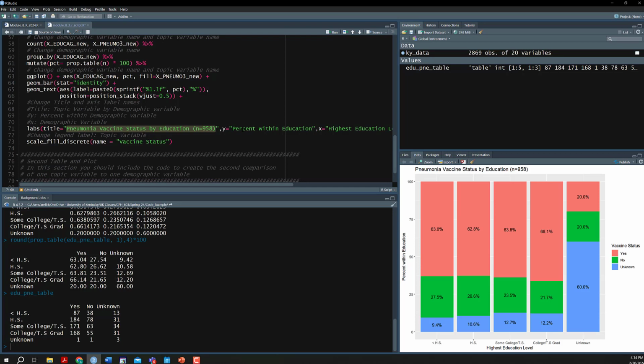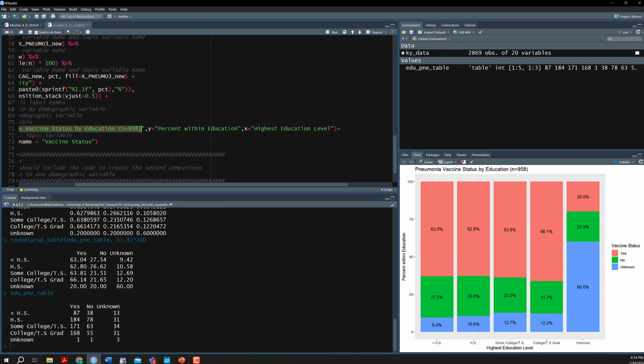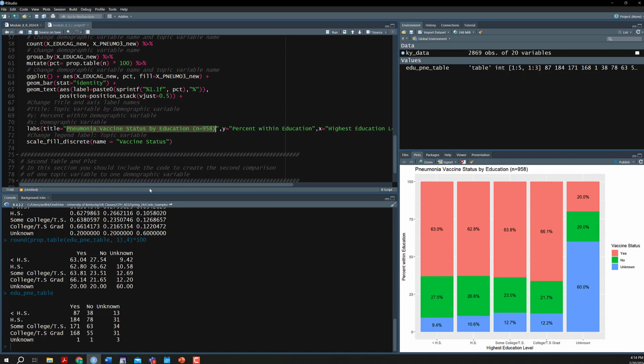For Y, you're going to have % within demographic variable. And so I've got a little note for you here. And then your X, that's going to be the label for your demographic variable. And then to change the legend name, the last thing that you'll change is right here. You'll give that something meaningful. So for here, it was for vaccine, so that's vaccine status. If you've got a particular screening, you'll do screening status here.